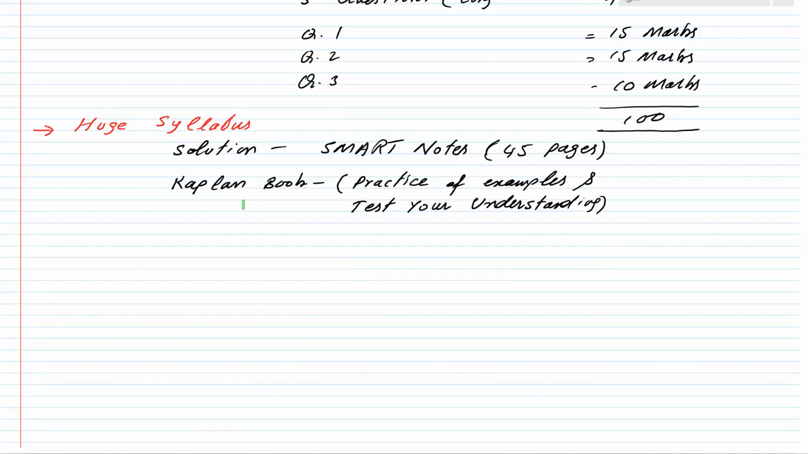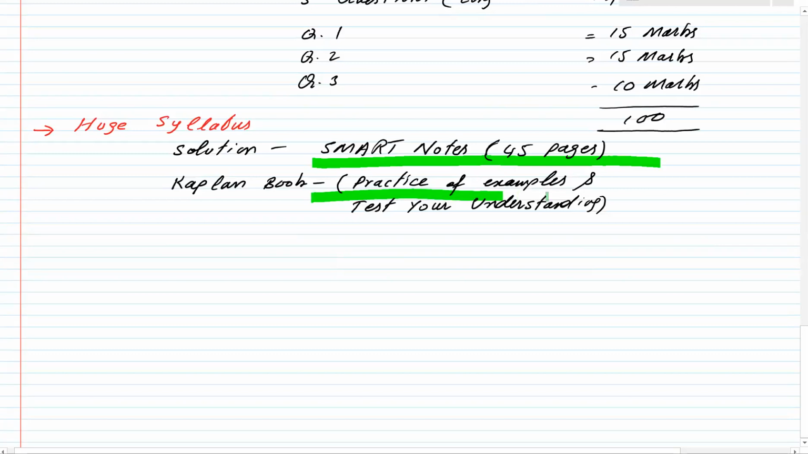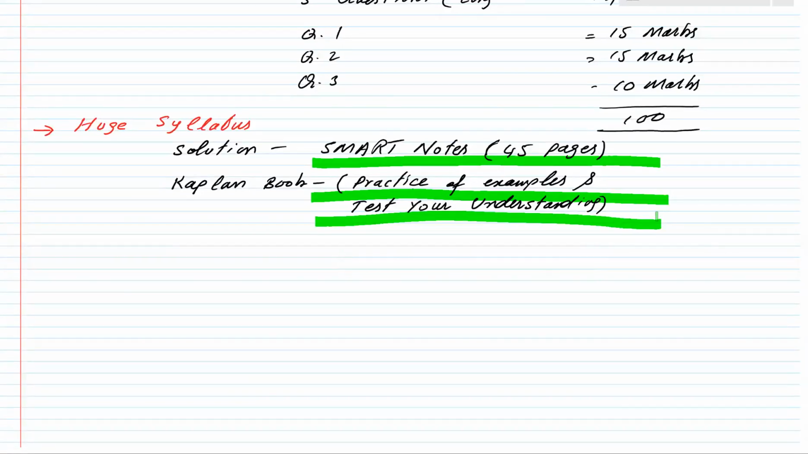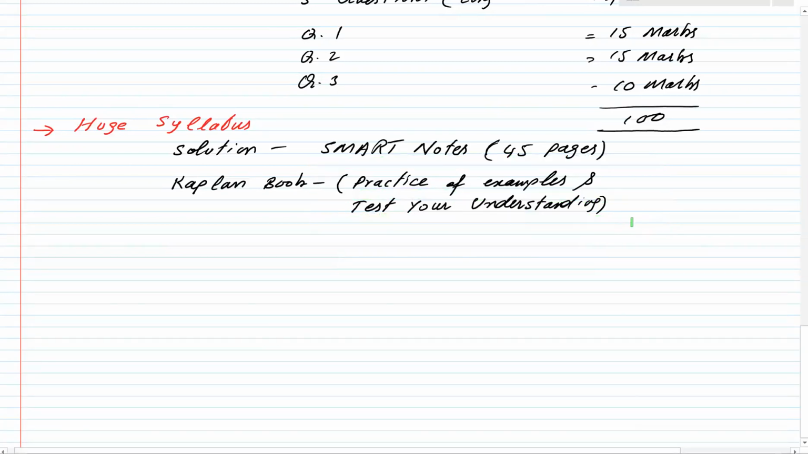So first of all, you should focus on smart notes. You should memorize each and every point written on the smart notes. Then you should practice all the examples and test your understandings given in your Kaplan book. And still, if you have time, then you should read the Kaplan book as well. On the third level, Kaplan book reading.